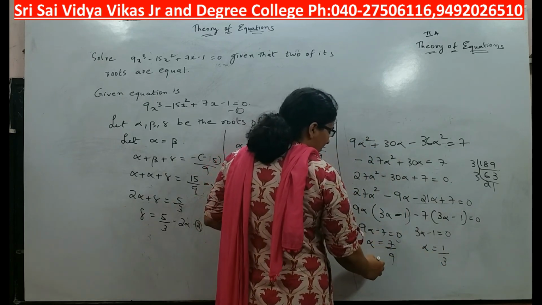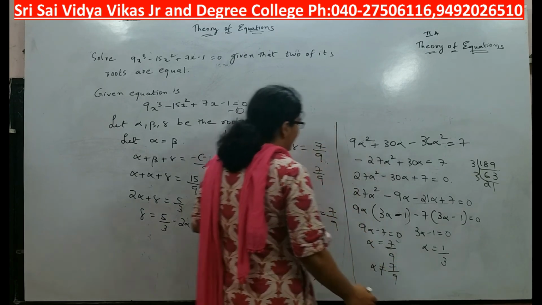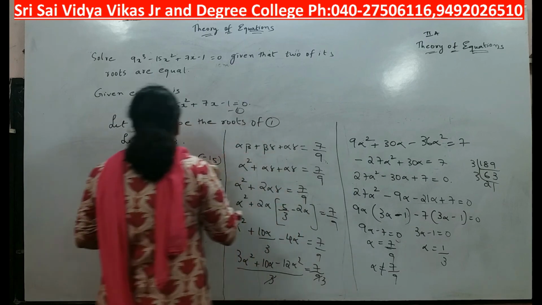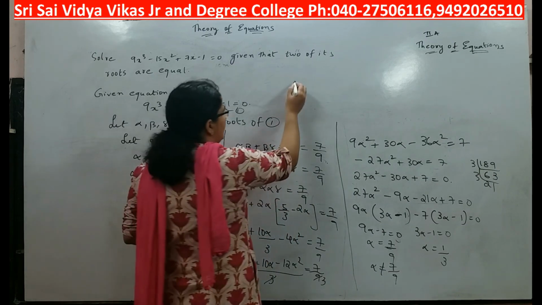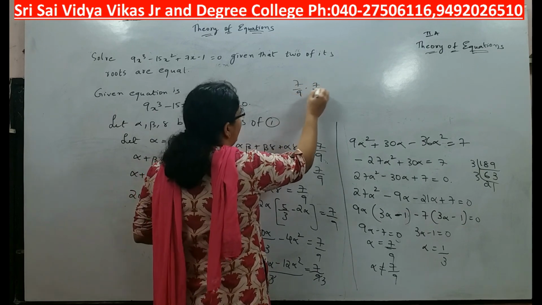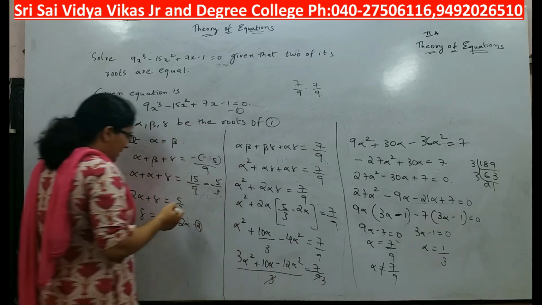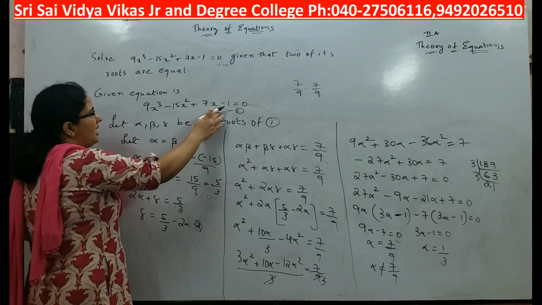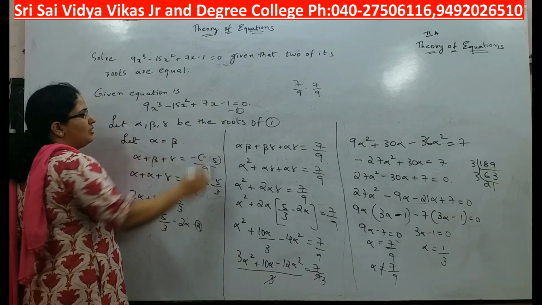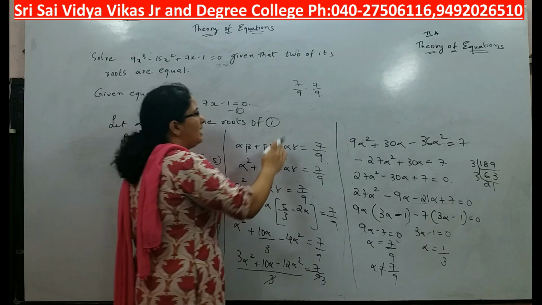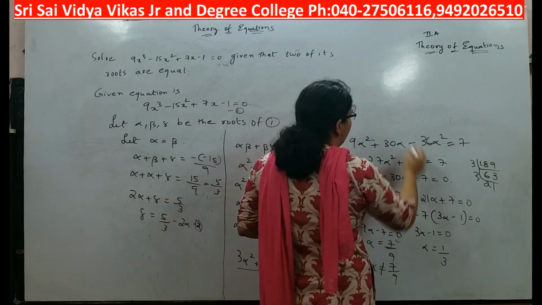Alpha cannot be 7/9, because you have alpha beta gamma, that is 7/9 into 7/9 into gamma, and we have the product alpha beta gamma as −(−1)/9, that is 1/9. So alpha cannot be 7/9. So alpha is equal to 1/3.